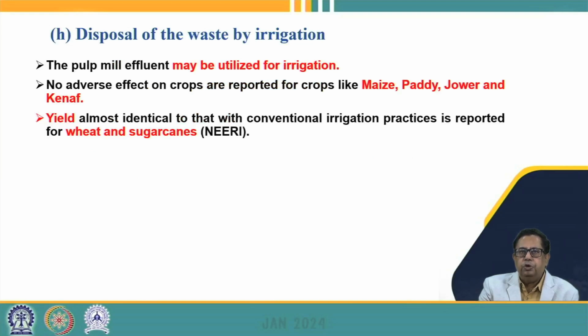We can also go for the disposal, that is, the treated effluent can be utilized for irrigation, and it has been found that it can be very useful for crops like maize, paddy, jowar and quinoa, and the yield has also been found to be at par with the yield from conventional irrigation practices. For example, it has been done for wheat and sugar cane by Neary, and it has been reported that treated pulp mill effluents can be used for irrigation purposes.